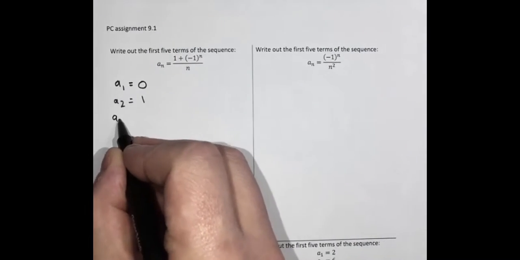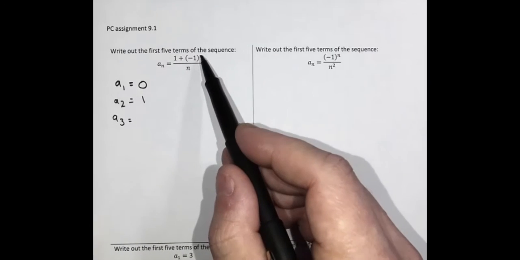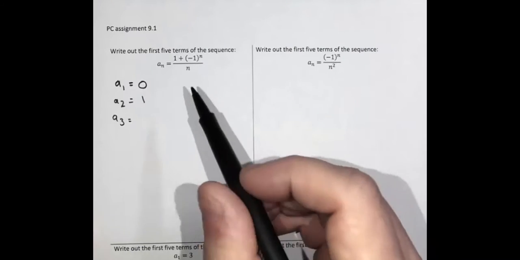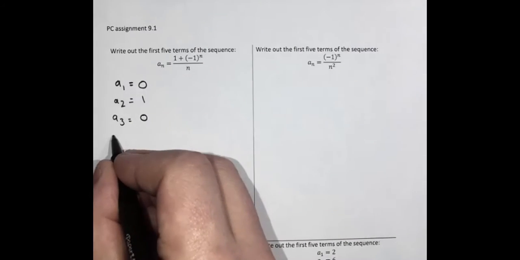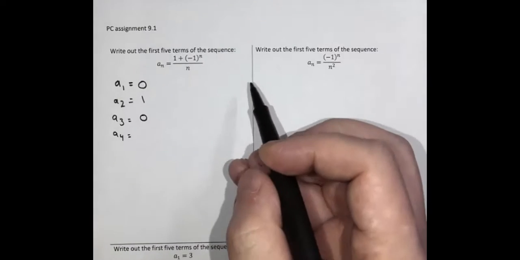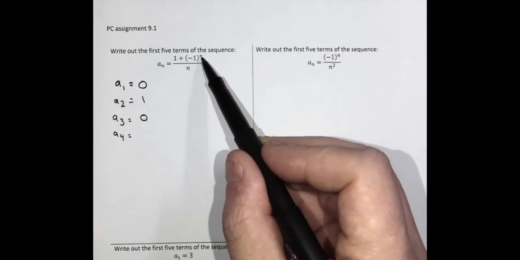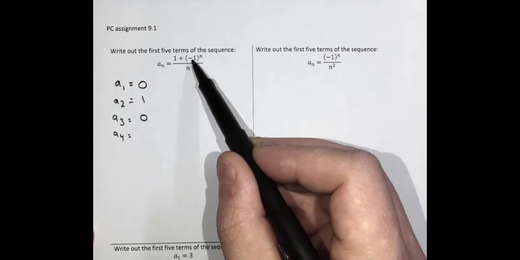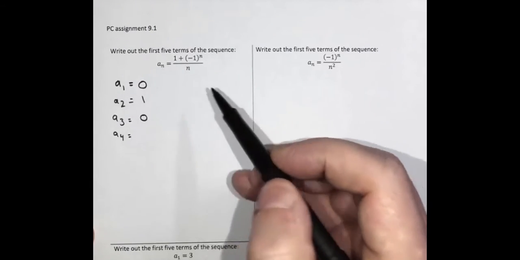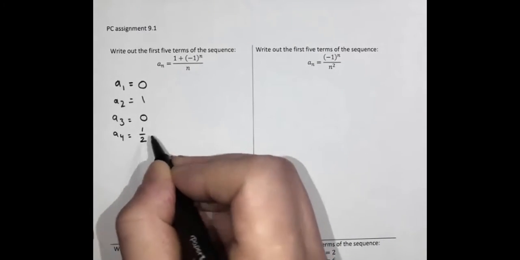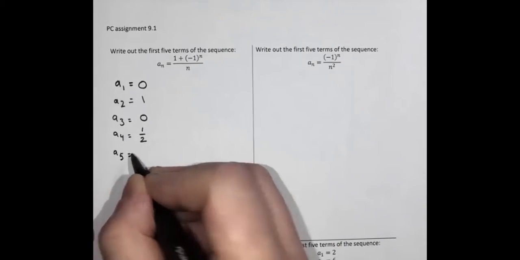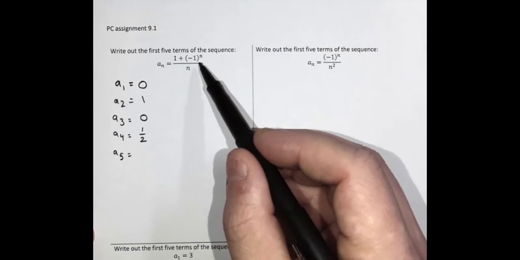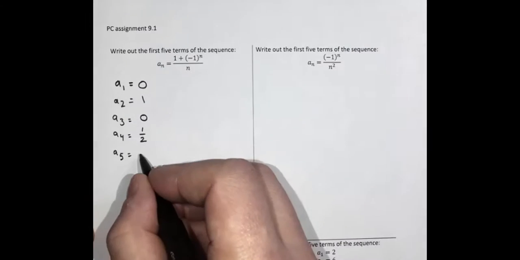For a sub 3, we would be getting a negative 1 here again, because negative 1 cubed is negative 1, so that's going to give us a 0 again. And then a sub 4, negative 1 to the 4th would be positive 1. 1 plus 1 is 2, and then 2 over 4 is 1/2. Finally, a sub 5 would be negative 1 to the 5th is negative 1, 1 plus negative 1 is 0, and 0 over 5 is equal to 0.